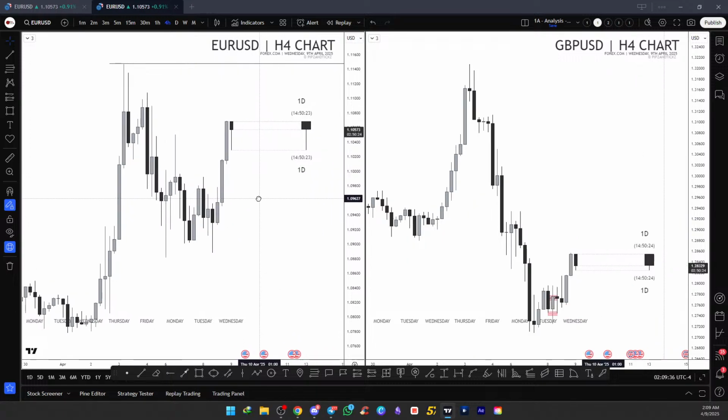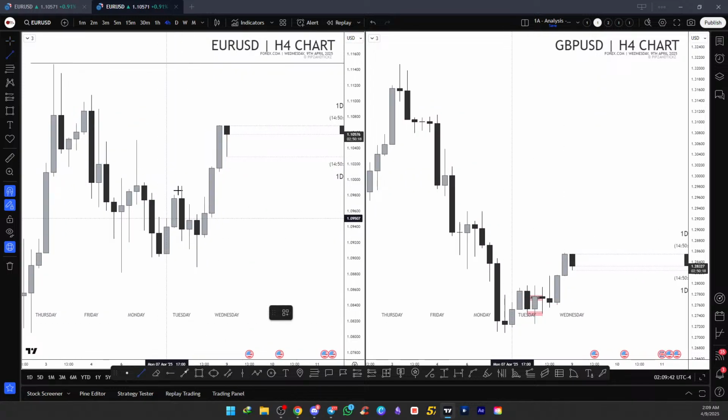This is the 4-hour time frame. From the 4-hour time frame, what we can see here is that price has started taking external liquidity on the upside, and it has started creating internal liquidity on the sell side. So price is going to come down, take this internal liquidity, and then move up higher.